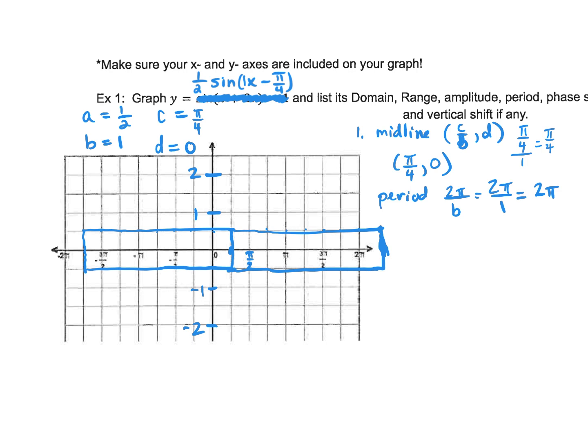Now, I said to mark quarters. Marking quarters is easy if it's in fourths or halves or something because it's 8 spaces. So what's a quarter of 8? So every 2 spaces, I'm just going to make myself a little mark. Okay?